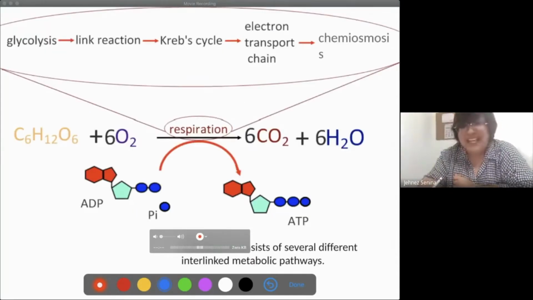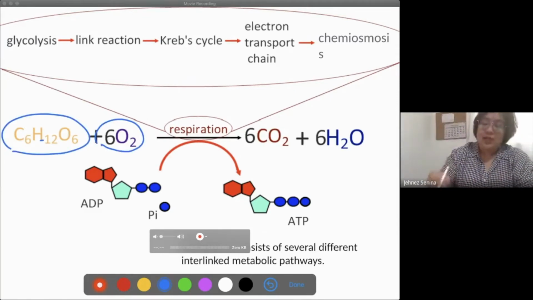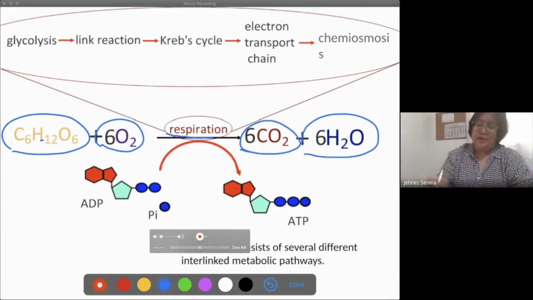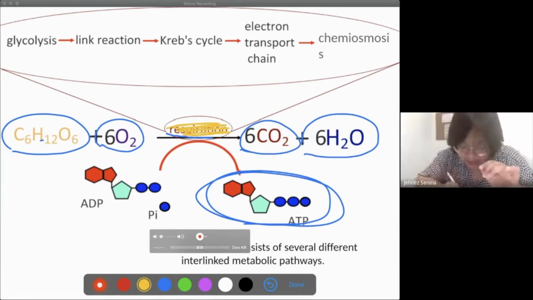Now let's begin the actual story. Once upon a time, you eat food in the presence of oxygen. It can undergo cellular respiration to produce carbon dioxide and water. As a consequence, you form large amounts of ATP. Now, what happens here? Respiration. So what happens in respiration?